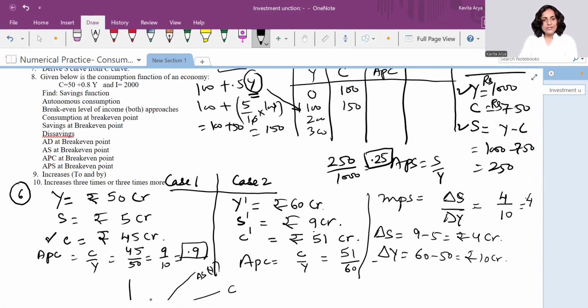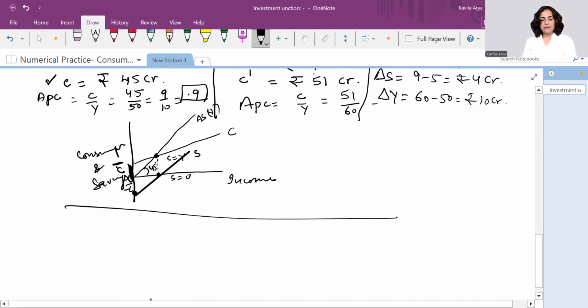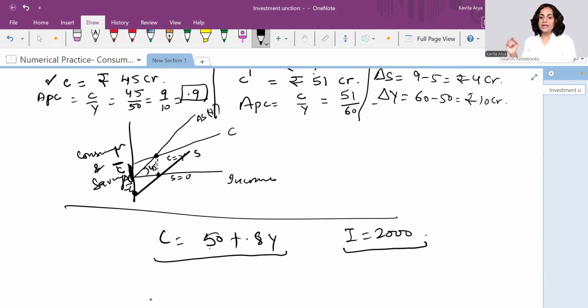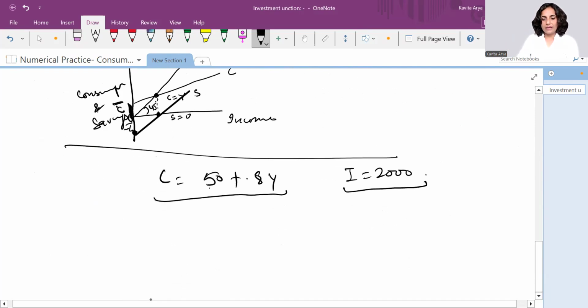Now here the question is C is equal to 50 plus 0.8Y and I is equal to 2000. I'm just writing it clearly. C is equal to 50 plus 0.8Y, and I is given to be 2000. If only these two statements are given, you can have around 7 to 8 questions asked from here, and all these are subparts. I'll show you everything one by one.